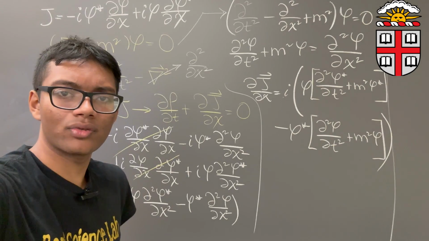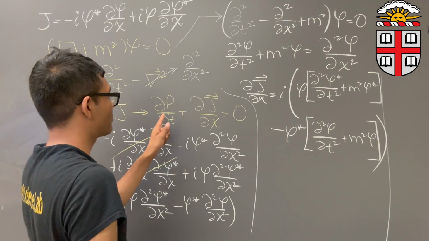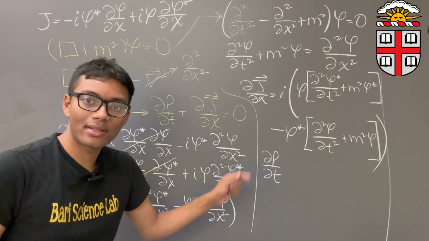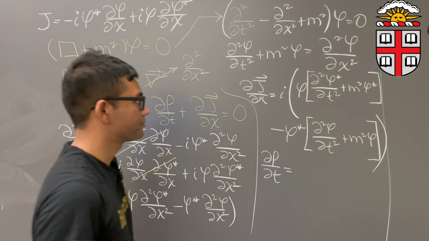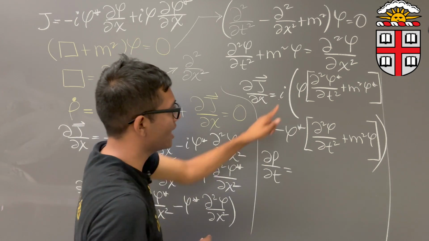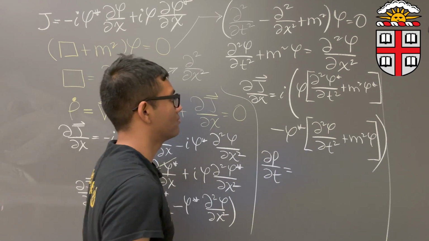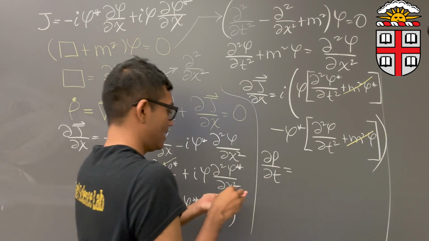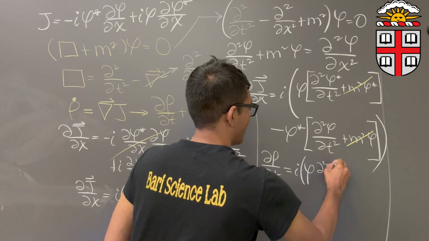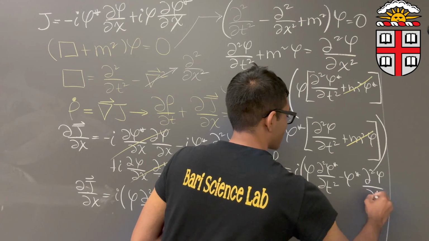So now what are we going to do? We're going to take this and plug it in right here, so we can figure out what the probability density is. So partial rho partial t, the change in the probability density, is equal to this mess right here, which actually simplifies once you realize that two terms cancel out: i phi m squared phi conjugate and m squared phi minus phi conjugate. So these two terms cancel out, and I'm just left with i phi partial squared phi star partial t squared minus phi star partial squared phi partial t squared.